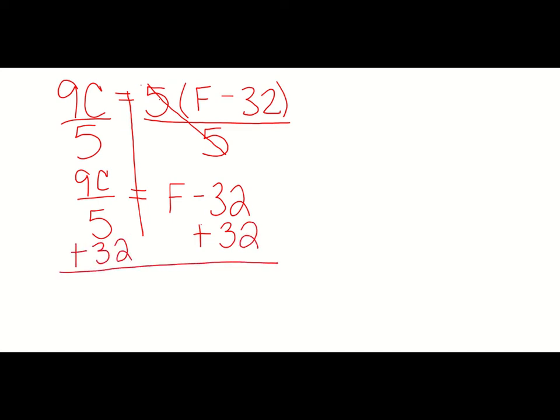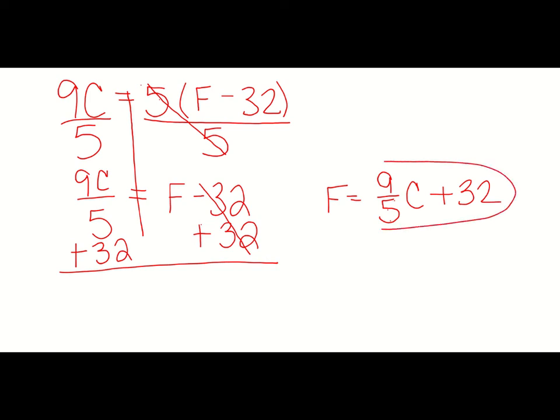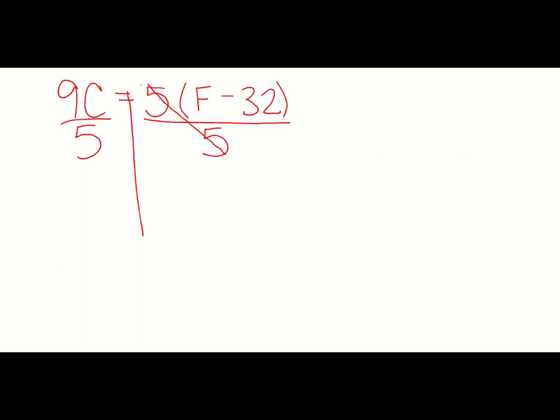Now clearly I cannot add the 32 with the fraction that has a C, so I'm going to say that F is equal to 9/5 C plus 32. So Fahrenheit is equal to 9/5 degrees Celsius plus 32. Keep in mind, I also could have rewritten this fraction. I could have left it with the 9C over 5. These are two equivalent ways to write that. So if you left it as 9C over 5, that is the exact same as my 9/5 C. 100% the same.